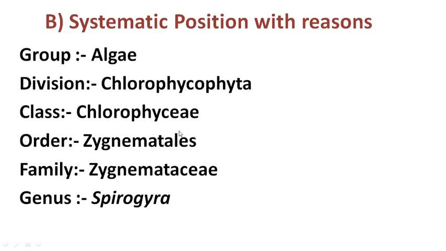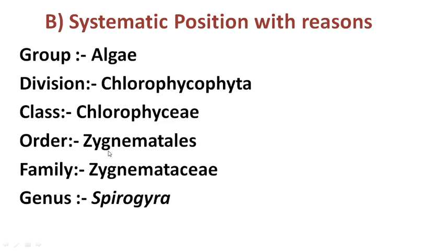This Spirogyra belongs to the class Chlorophyceae. The Chlorophyceae have some important characteristic features. That means it is a green algae, and chlorophyll a, b, carotenoids and xanthophylls are present. Pigments are localized in a chloroplast with pyrenoids. Starch is the reserve food material. The cell wall is made up of cellulose and pectin.